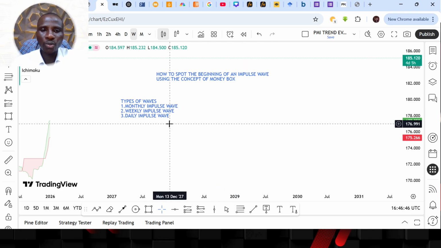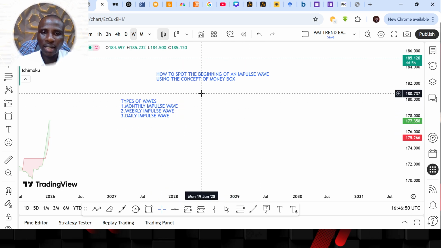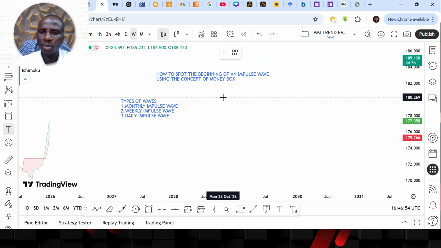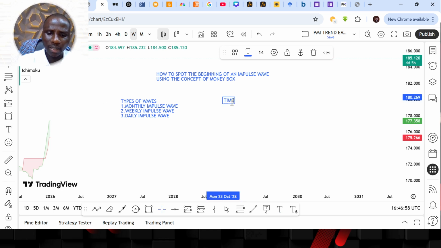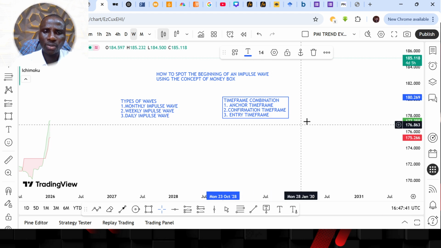So if you must understand the concept of money box, there is need for me to talk about the different time frame combinations that we use at Potential Miners International. So we have three different time frames. We have the anchor time frame, we have the confirmation time frame. Then we have the entry time frame. I want you to pay close attention to what I'm going to be sharing with you in this video. It's really going to change the game for you.